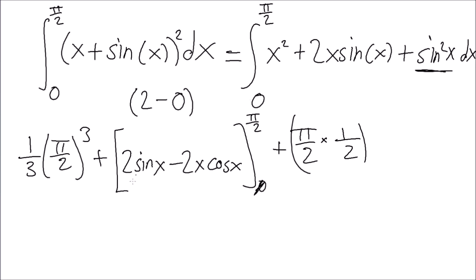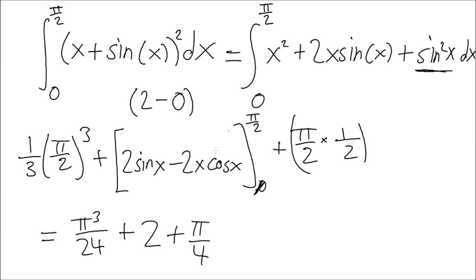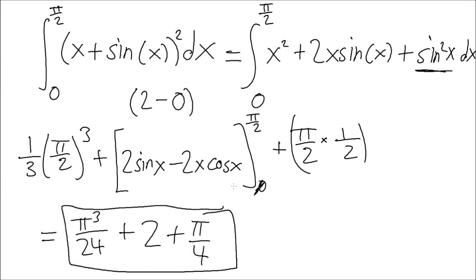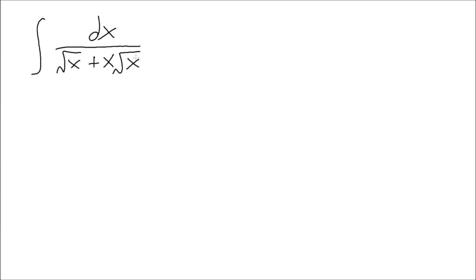Alright, so then we end up with pi cube over 8 times 3, that's 24. And then we just end up with plus 2, and then plus pi over 4. So this is our answer. Oh, that 4. But yeah, this is our answer. And it's a lot quicker than I thought, surprisingly. Turned out very nice. Okay, what to do now?